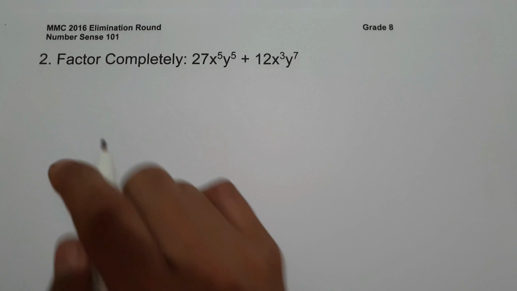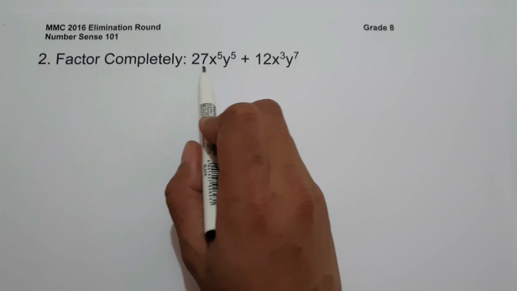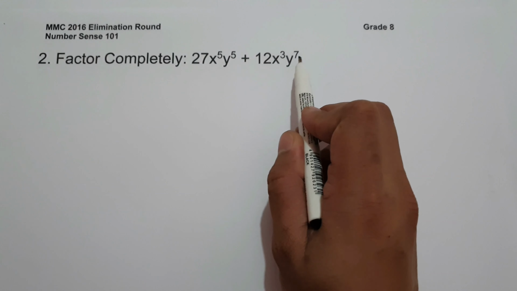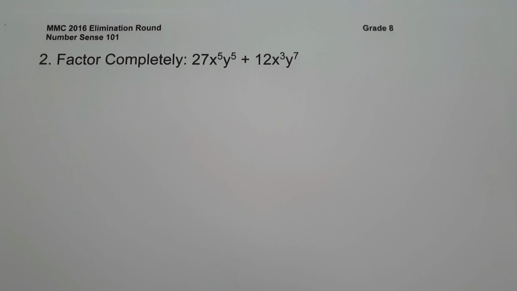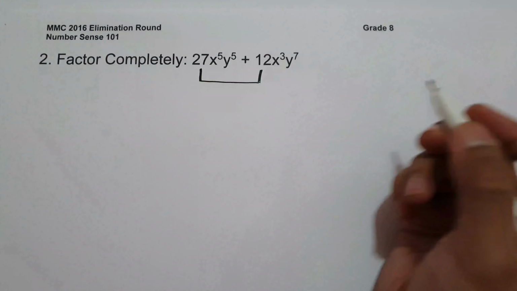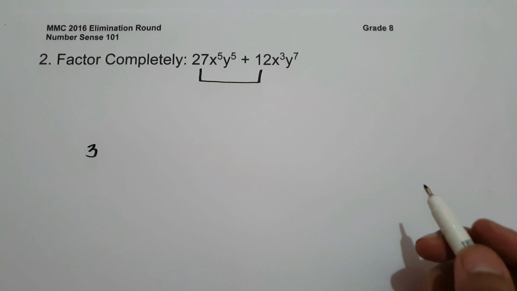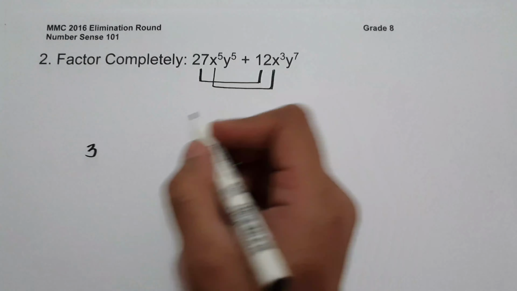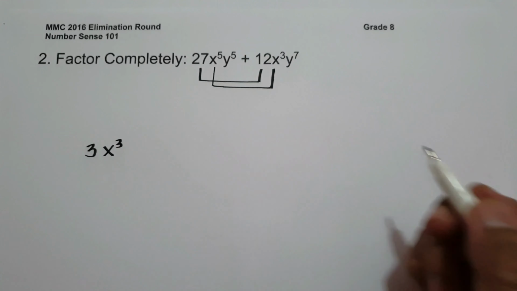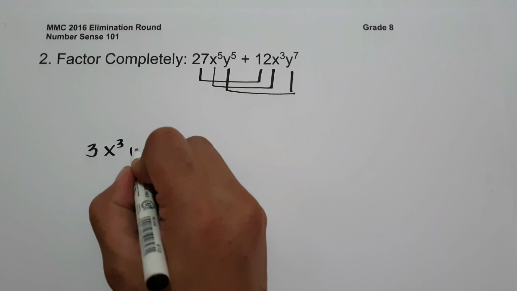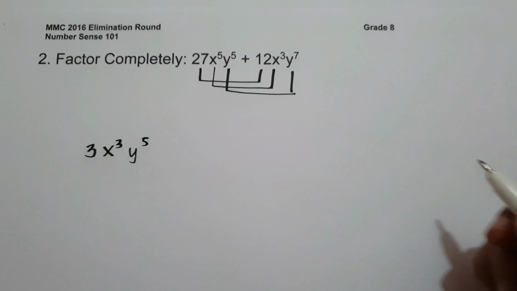For number 2, factor completely 27x^5y^5 plus 12x^3y^7. So how can we factor completely the given expression? First, let us find the greatest common factor of 27 and 12, and that is 3. And then the greatest common factor of x^5 and x^3, that is x^3. And then the GCF of y^5 and y^7, that is y^5.